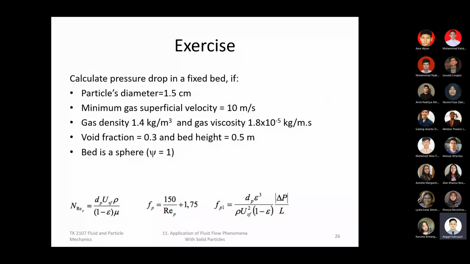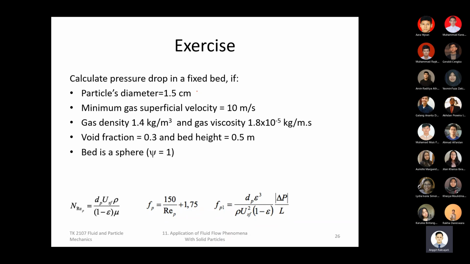Okay, so this is the exercise that I gave as homework. Maybe I'll just briefly re-explain the step-by-step calculation. So in this case, all the inputs are already provided. So just make sure that you convert everything into SI.